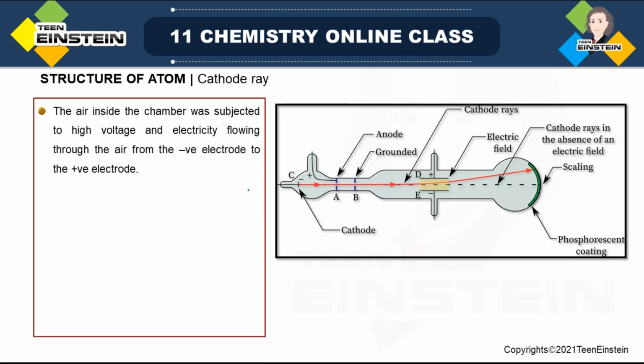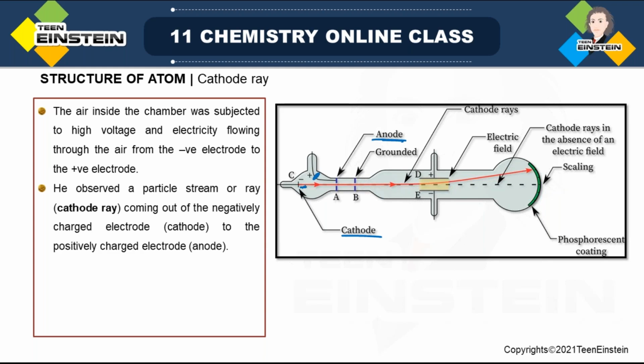The air inside the chamber was subjected to high voltage. So you can say air or any other gas is subjected to high voltage, and electricity flows through the air from the negative electrode to the positive electrode. The negative electrode here is basically the cathode, and there is the positive electrode. See, this is the positive sign, so this is the anode, as mentioned here. Both positive and negative electrodes are present, and it is observed that electricity is flowing through the air from the negative electrode towards the positive electrode.